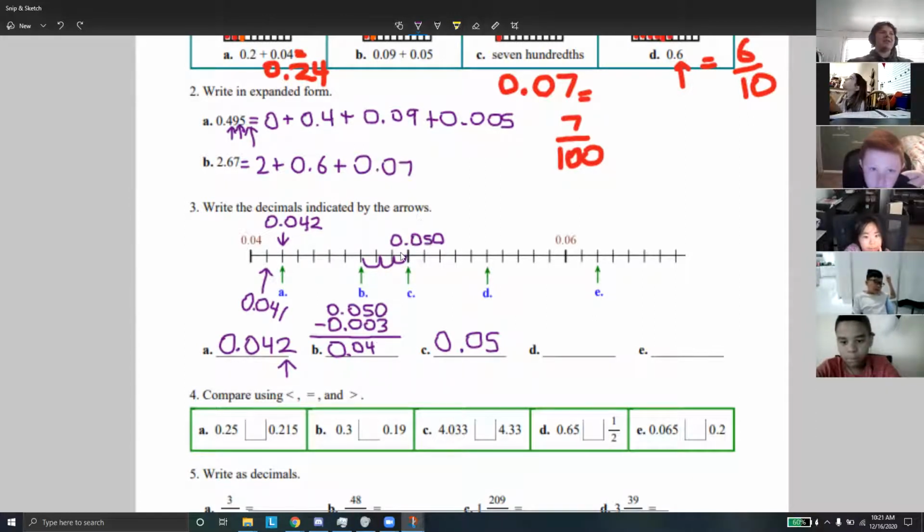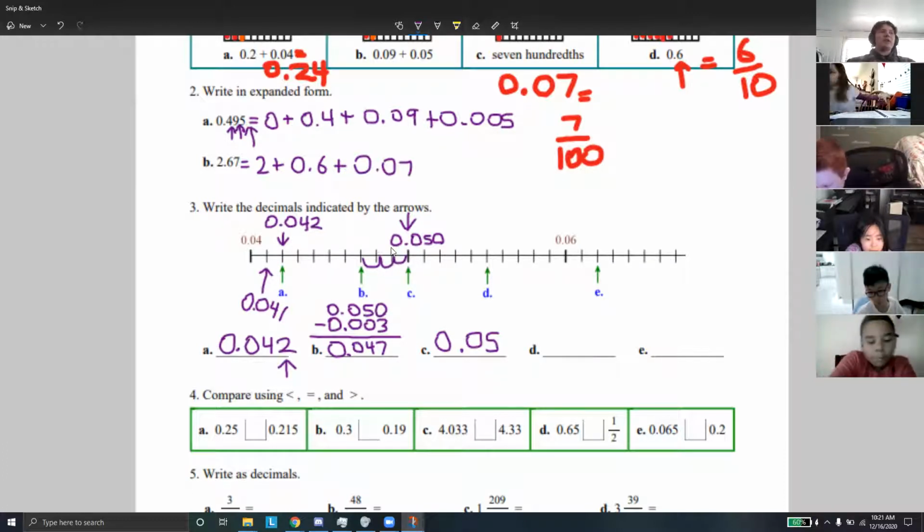So we know that this tick here is 0 and 500th, or 5 out of 100, and we want to know what 3 thousandths less than that is. Each of these ticks is 0.001. And so, yeah, that's what we did. So let's take a look at D.